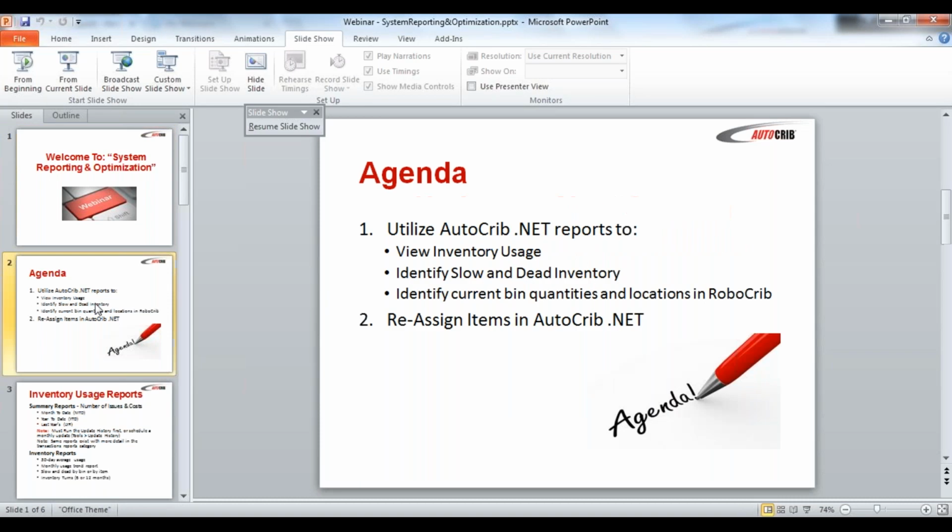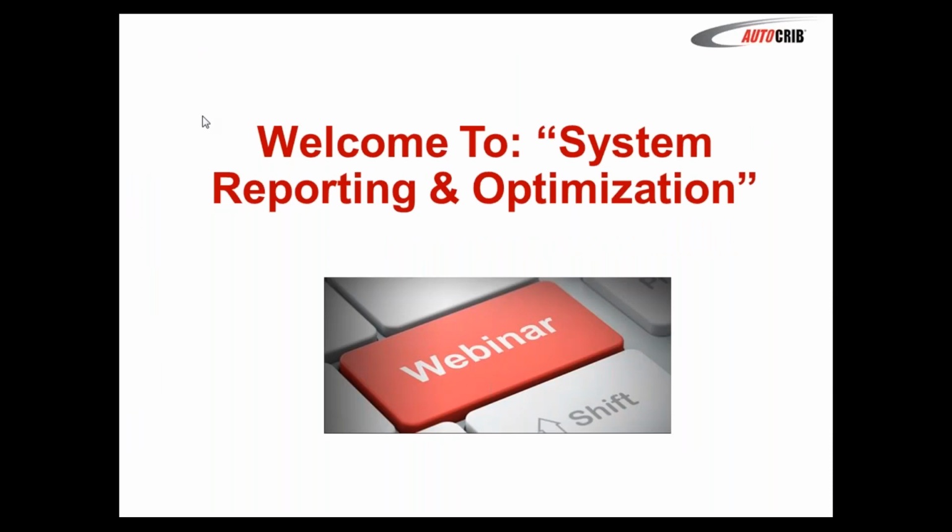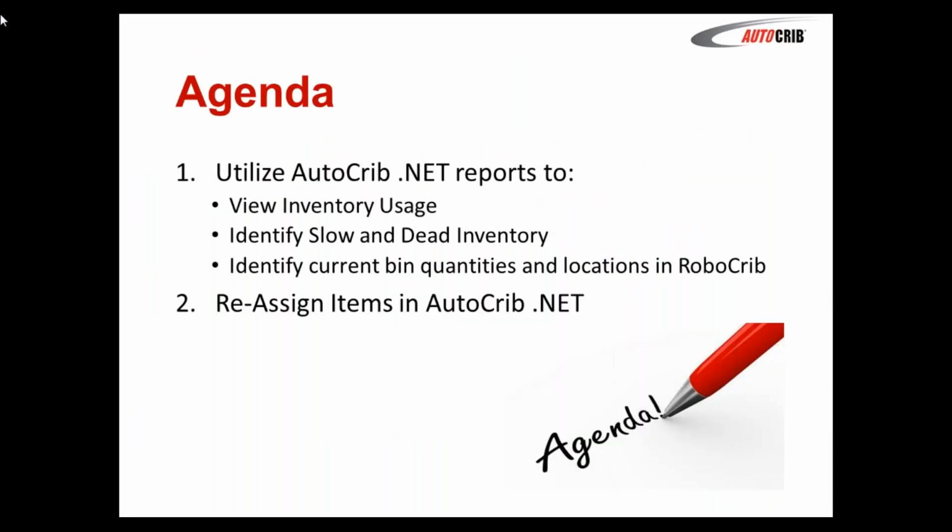So today's agenda, we will be covering how to utilize the AutoCrib.net software to run reports that will show you inventory usage, how to identify slow and dead inventory, how to identify current bin quantities and locations in a RoboCrib, and finally how to reassign items using the AutoCrib.net software.